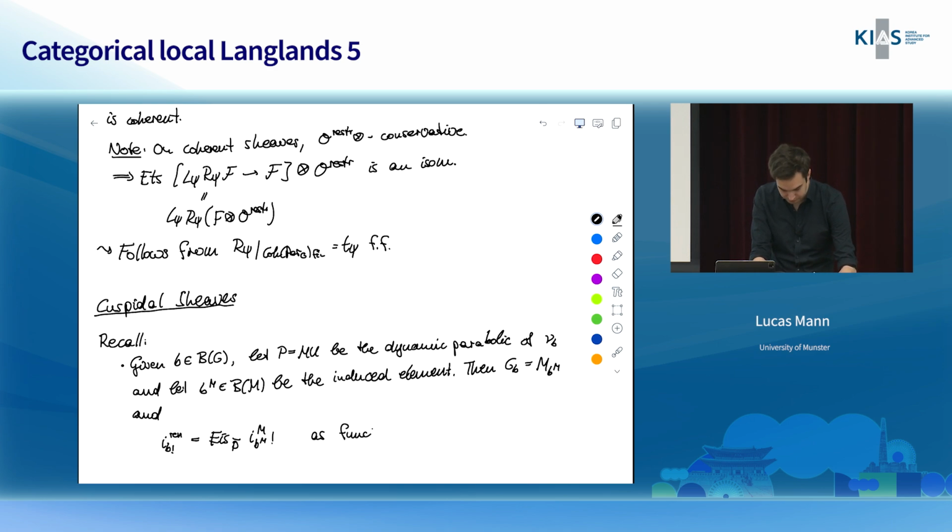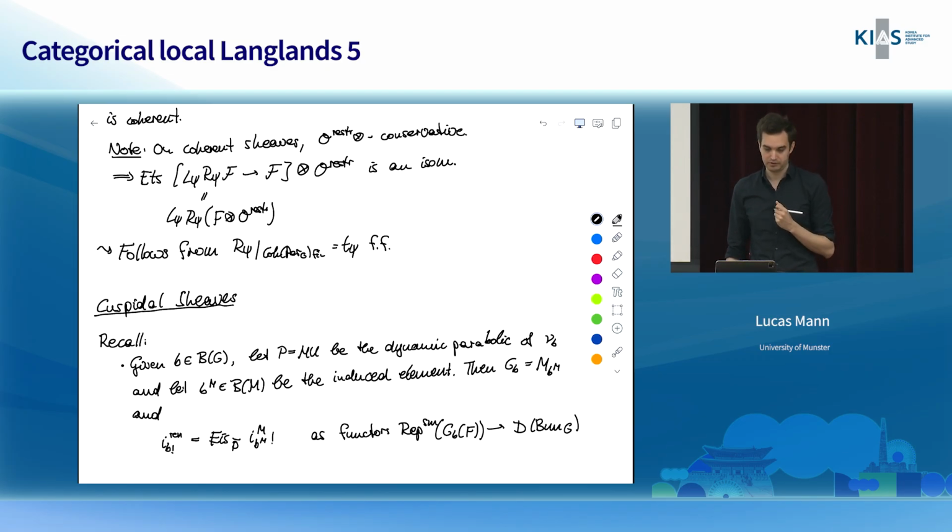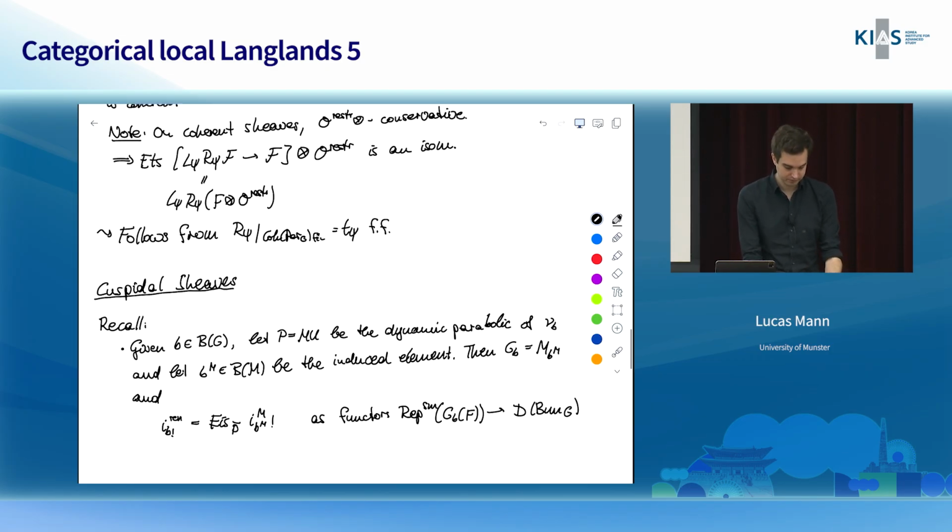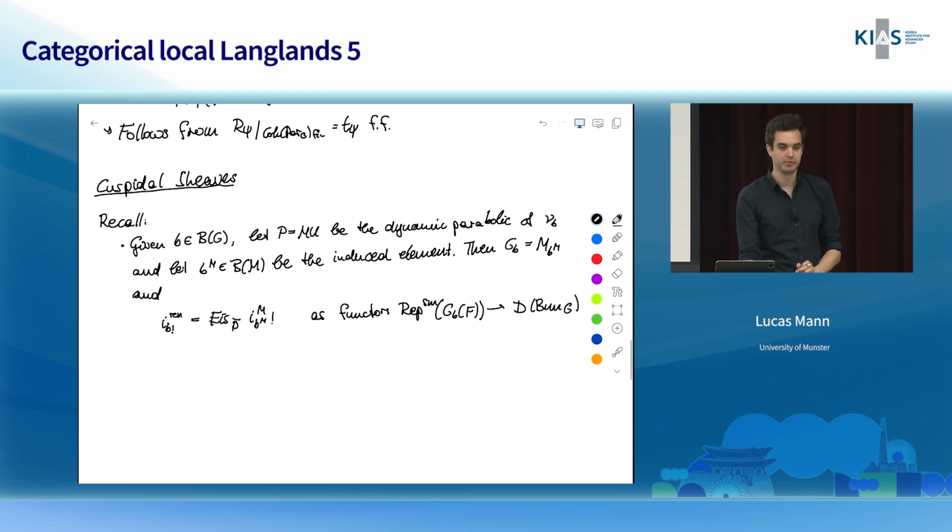And these are functors from smooth representations, G_b(F), which is the same as M_{b_M}(F), to D(Bun_G). This is very useful, and we will use this in a second. So keep this in mind.